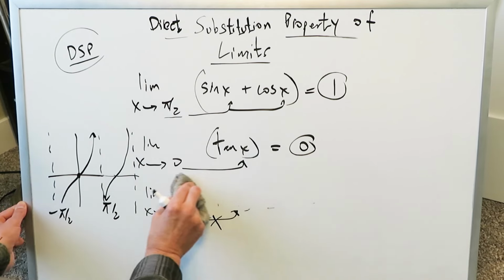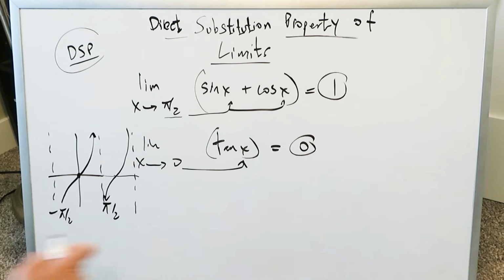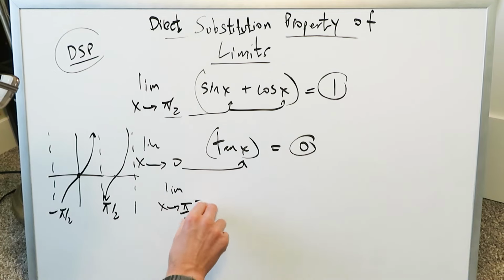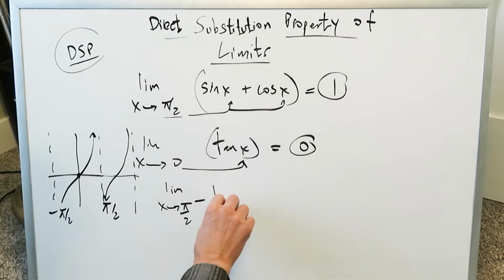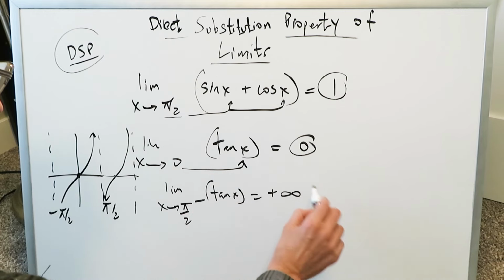You can do individual one-sided limits because the curve makes its way towards pi over 2 from the right and left, but in both different directions. Limit as x approaches pi over 2 from the left. Your curve is going to go up towards positive infinity. You see how this curve is going up towards positive infinity, and that right there would be your answer.